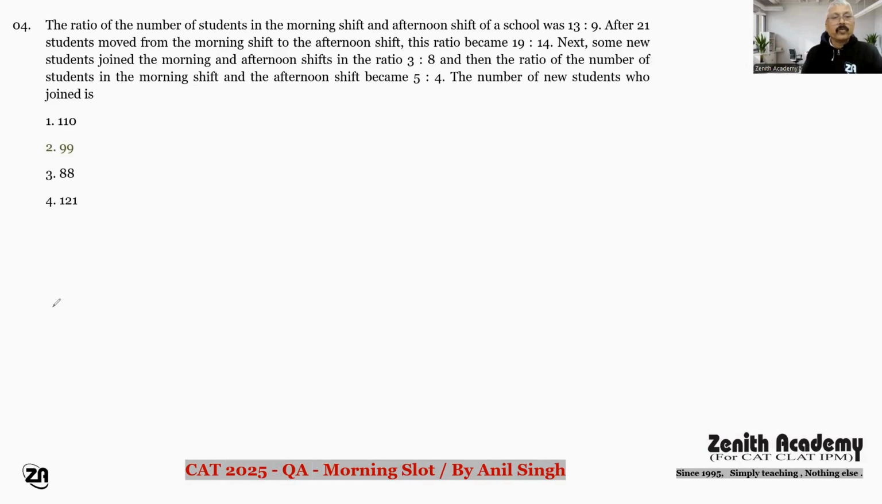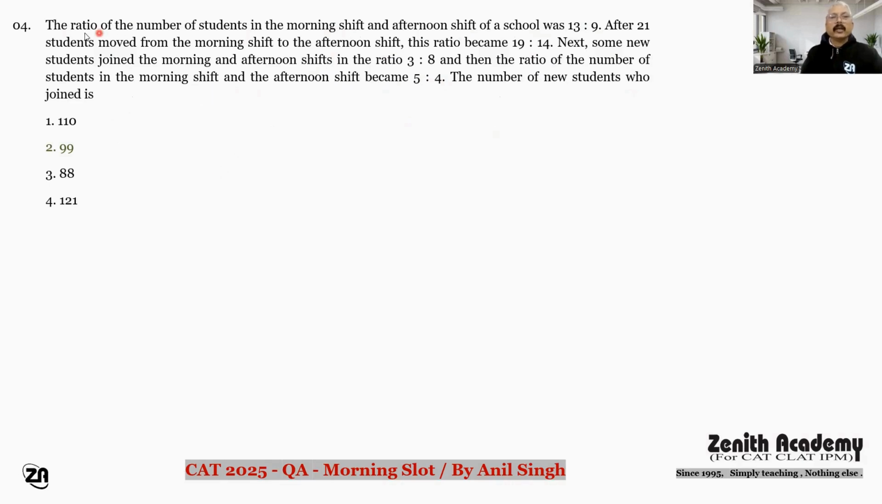Now see the question number 4. The ratio of the number of students in the morning shift and afternoon shift of a school was 13:9. After 21 students moved from the morning shift to the afternoon shift, this ratio becomes 19:40. Next, some new students joined the morning and afternoon shift in the ratio 3:8, and then the ratio of the number of students in the morning shift and the afternoon shift becomes 5:4. The number of new students who joined is.